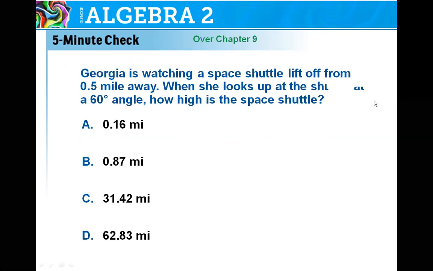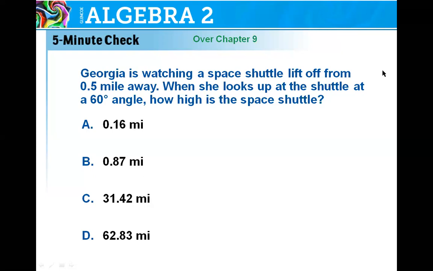Okay, Hussein, can you read the example, please? Georgia is watching a space shuttle lift off from 0.5 mile away. When she looks up at the shuttle at a 60 degree angle, how high is the space shuttle?